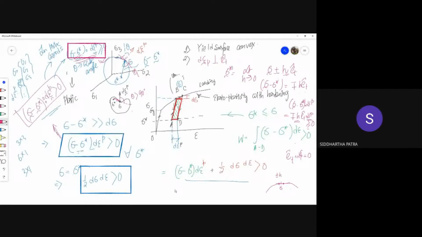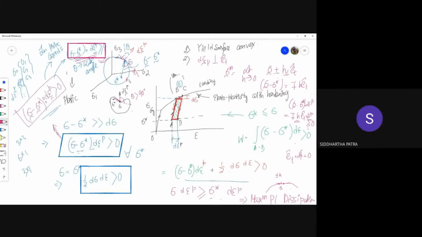Now this equation, or this inequality, can also be written as, which basically is the maximum plastic dissipation theory, which says of all possible stresses, you see, sigma star can be any stress within the yield surface as well as on the yield surface. Now, if it is on the yield surface, the plastic deformation is possible, right?